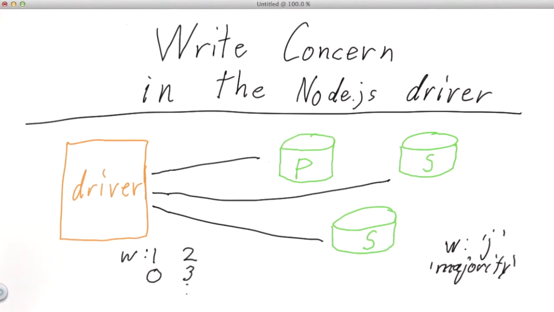Finally, we have WMajority. Basically, this makes sure that we've written to a majority of the nodes in our set before we return success to the user. So these are some of the different levels of write concern. There's also the idea of tagged write concern, where you can specify a custom write concern that involves writing to 2 different data centers or a certain subset of the nodes. But that's a more advanced topic, so we'll just be covering these basic write concerns and how to use them in the Node.js driver. Let's take a quick look at an example.